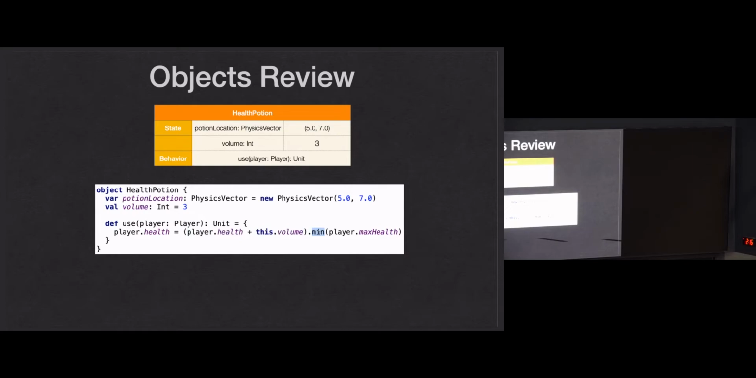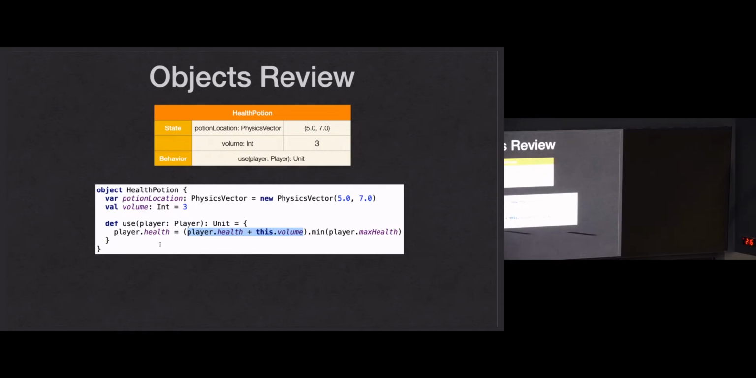Remember, everything in Scala is an object, which means everything in Scala has state and behavior. Part of the behavior of the int class is this min method, which is going to return the min of the integer that called it and the argument that you give it. So in this case, if I overhealed with this potion, min is going to return the player's max health, and the player's health is going to be equal to that. If we didn't heal fully, then this is going to be the min of the two values, and that's what's going to be set to the player's health. So I can get quite a bit done in one compact line, which you might want to start doing at this point.